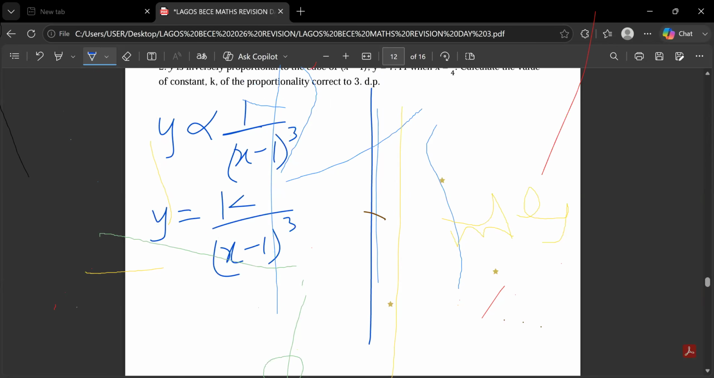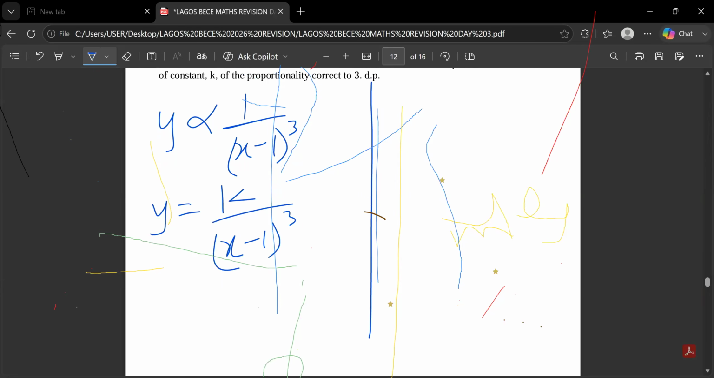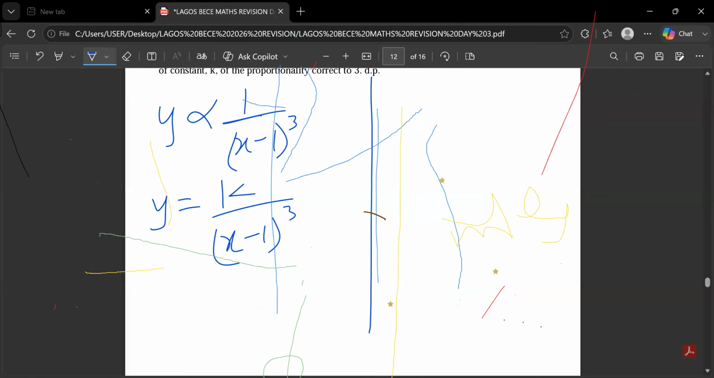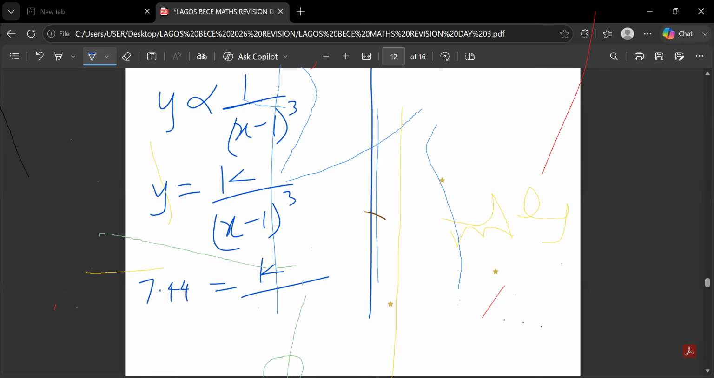So in this case, this one is very straightforward. We're going to find the value of the constant. The value of y is 7.44. That will be 7.44 equals k over x minus 1, where the value of x is 3 over 4. That's 3 over 4 minus 1, everything raised to the power 3.